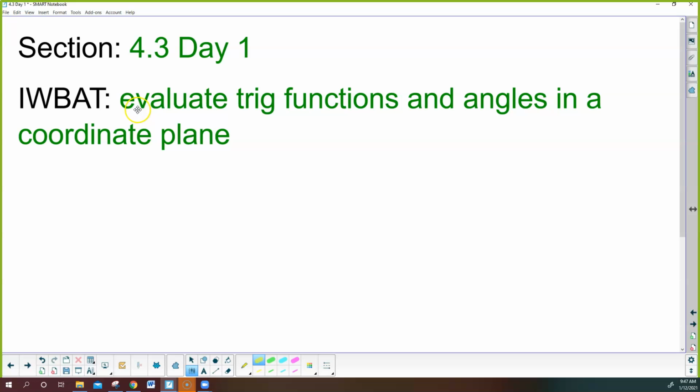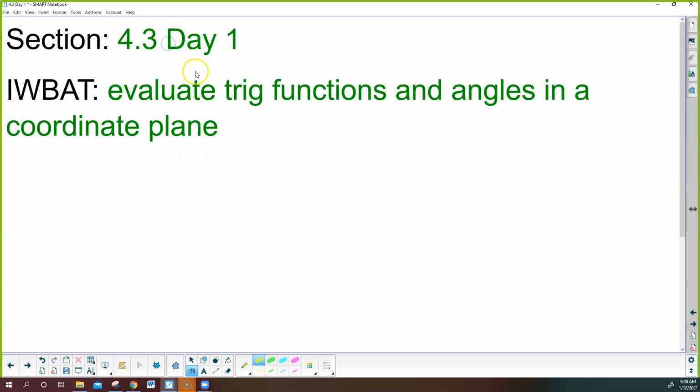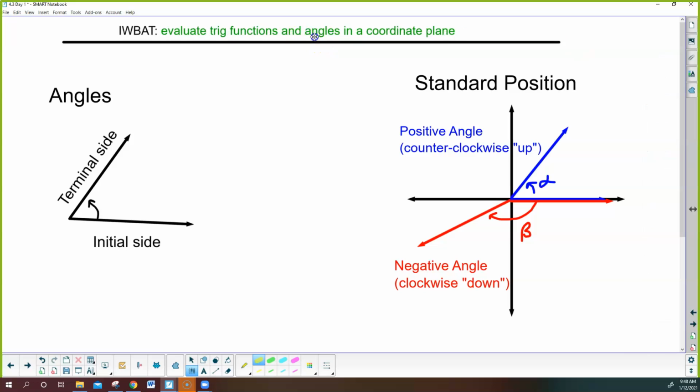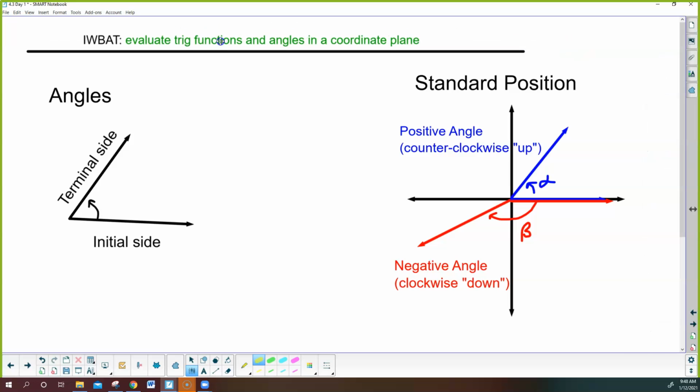4.3 day 1, we are evaluating trig functions and using angles of reference in a coordinate plane. So you don't need to write this, and the learning target is on every slide. So just title your notes 4.3 day 1. We're going to jump right into it. Okay, here's the learning target if you were writing it down before.